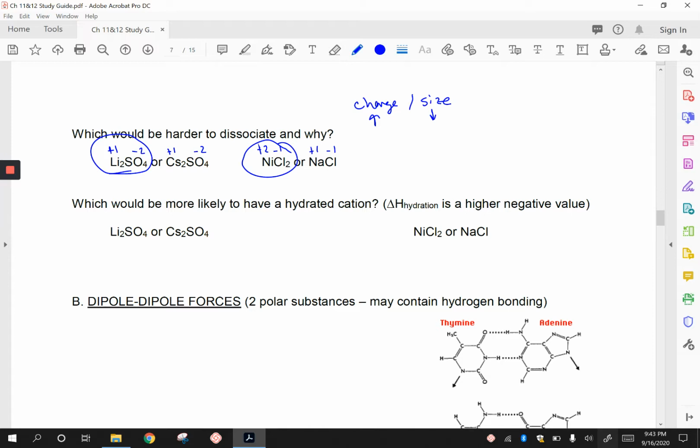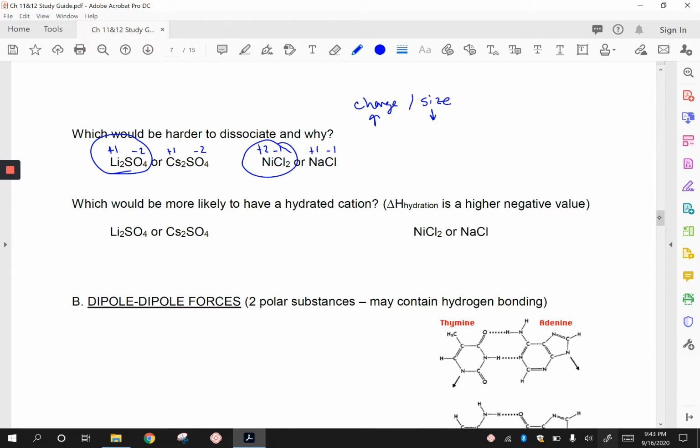So what does this attraction have to do? Again, all these attractions have to do with positive and negative attractions, right? Coulombic attractions. So the ions that have a higher charge and smaller in size will be attracted to the water more, because if there's a bigger charge, that's going to attract the partial positives and negatives of the water more. And if it's smaller in size, it's easier to surround with your water particles, right?